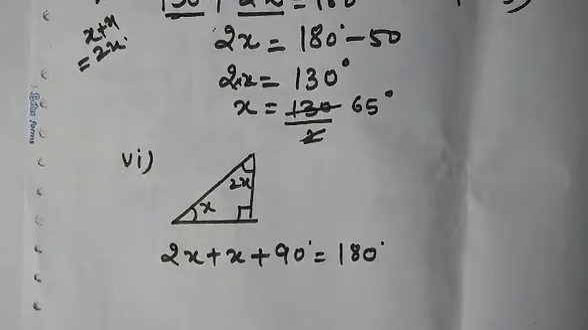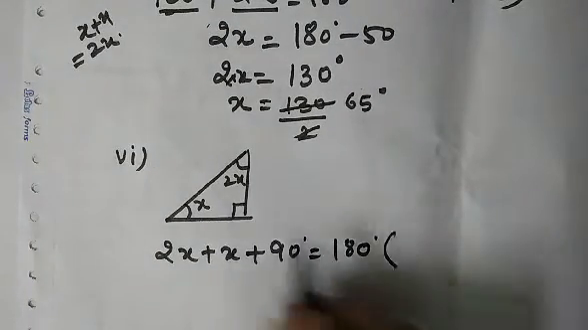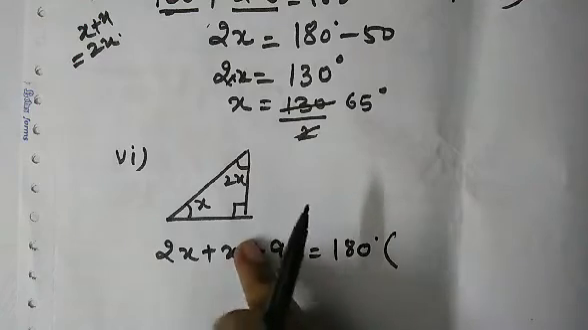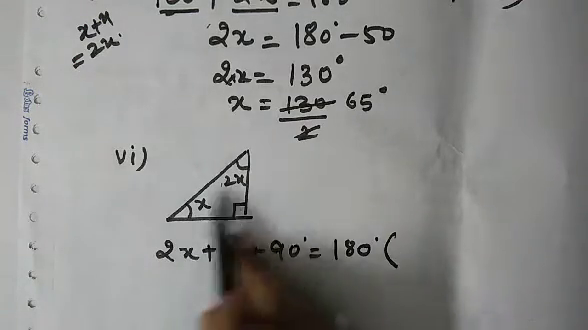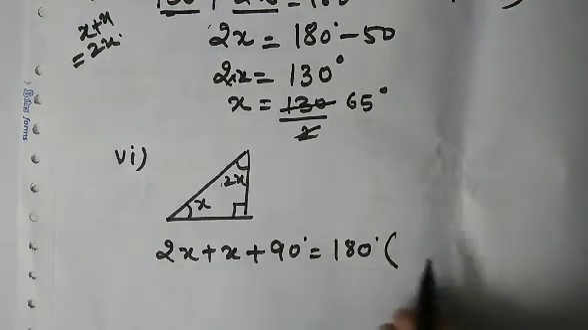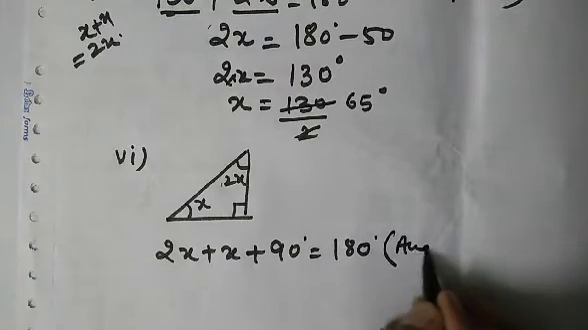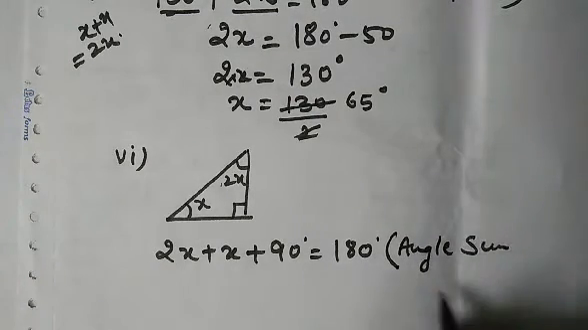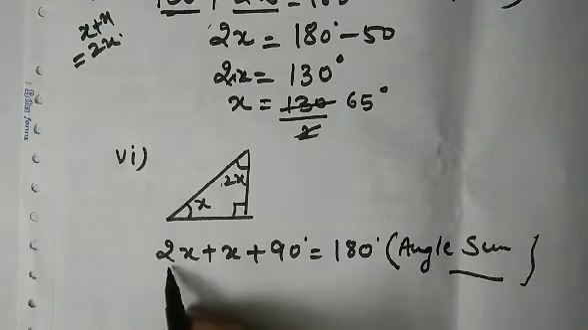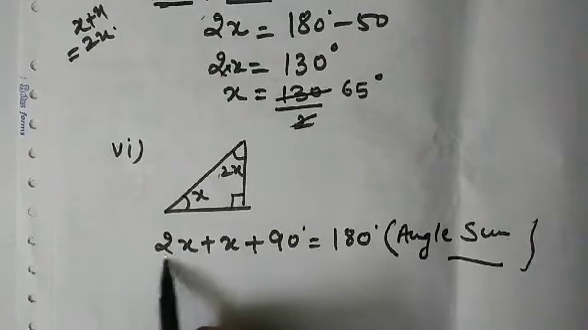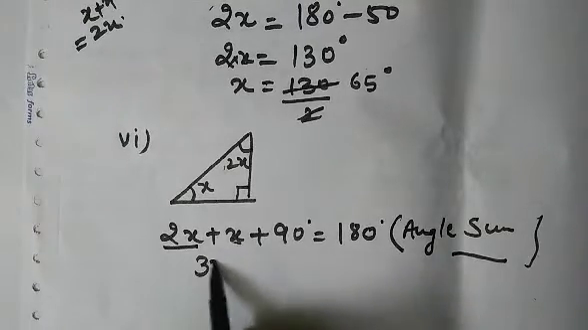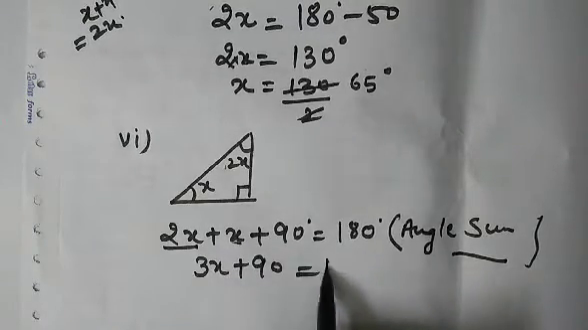Why is it 180? Because of the angle sum property. This we have learned, these are the three angles of a triangle, so their sum must be 180. You have to mention that this is by using the angle sum property. Now you have to add the like terms. Here it is 2x and here it is 1x, so together they will be 3x plus 90 equal to 180.